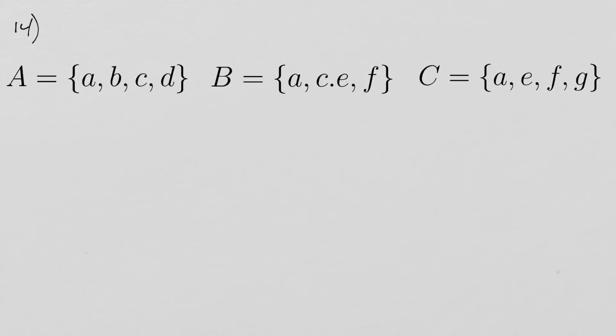Okay, number 14, we're looking for A intersect C. So we want the places that A and C have in common. So it looks like they both have an A. There's no B in both of them. There's no C. There's no D. So just A. So this is equal to just A.